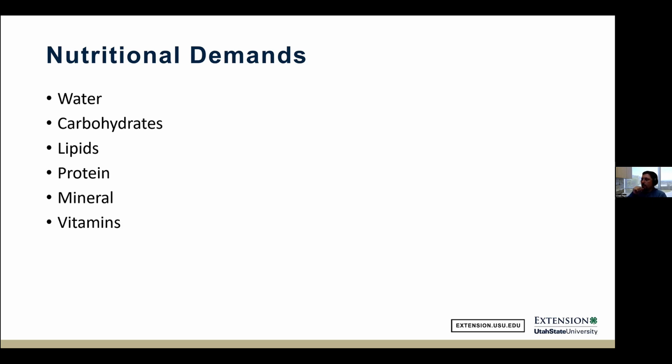Now, getting into what they need for sure, there are these different nutritional demands. We're going to talk a little bit about water, energy needs with carbohydrates, lipids, protein, minerals, and vitamins a little bit. I know there are some great talks later that are going to cover minerals and vitamins in a little bit more detail, so I'm not going to go too much into that.